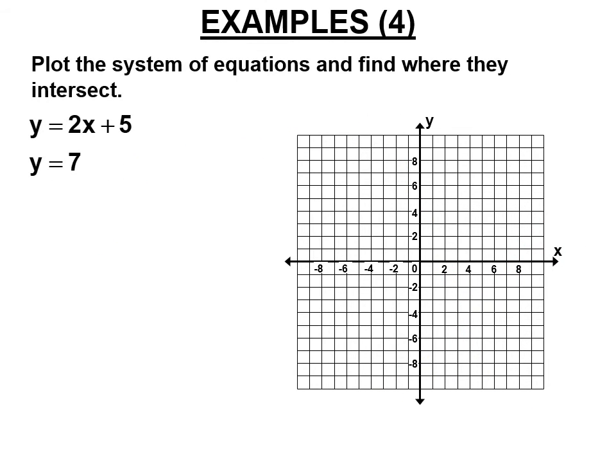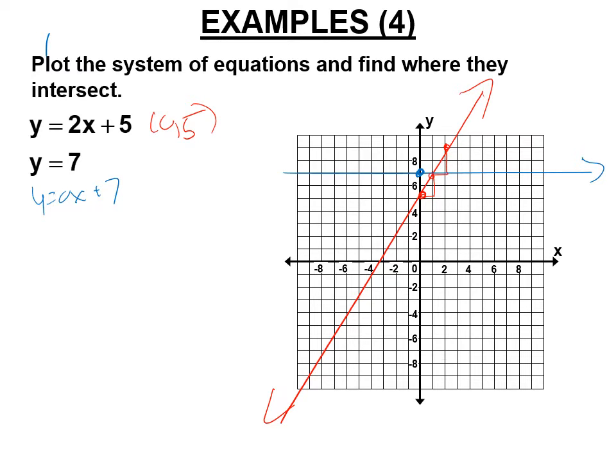Let's try this one. The top one has a y-intercept of 0, 5, and a slope of 2. That's over 1, up 2, over 1, up 2. Now the bottom one is y equals 7. So that's y equals 0x plus 7. What's the slope? 0. That's a horizontal line at 7.